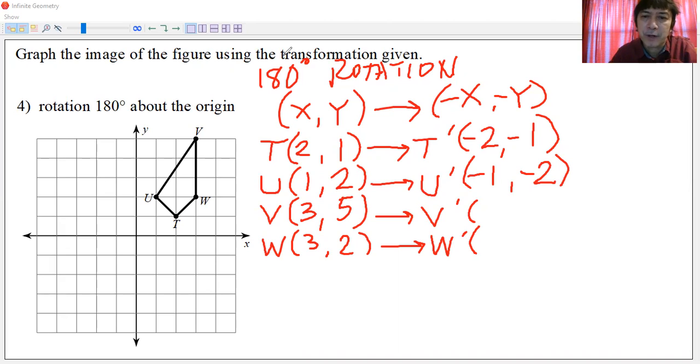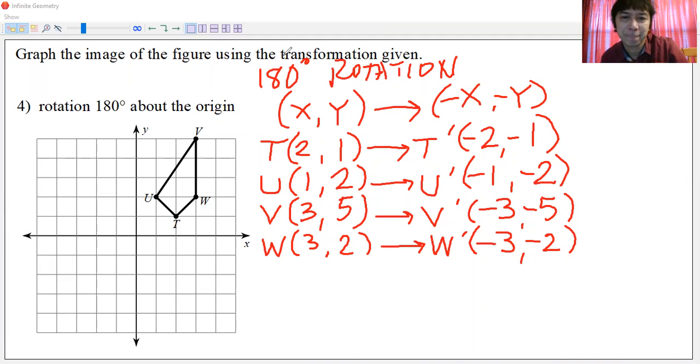Next, for the V prime, that will remain 3, 5, but the signs will change there. And of course, for W prime, that will remain 3, 2, but the signs will change there. Okay, perfect, we're done.